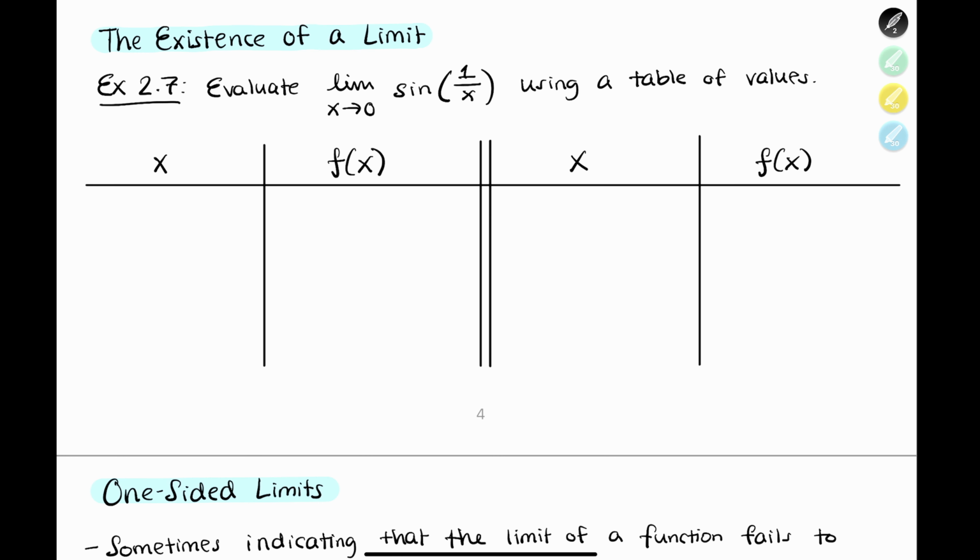Hi, my name is Saket Kenjale, and in today's video we're going to be covering section 2.2, part 2, the limit of a function. The first subsection we're going to go over in this part is the existence of a limit. Before we go over this example problem, example 2.7, I wanted to read you something.